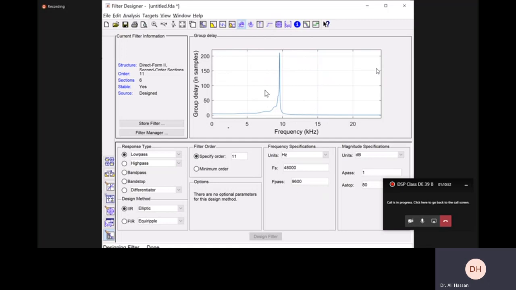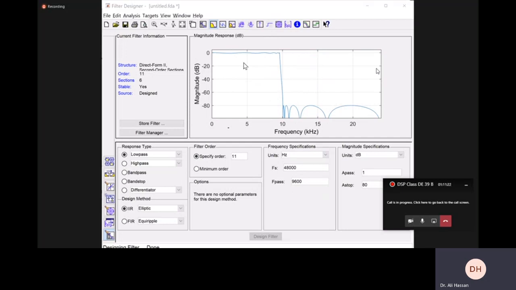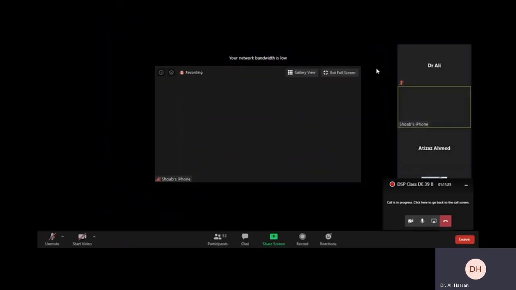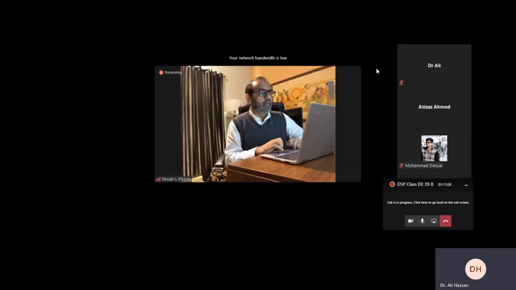But remember that it gives you a computationally efficient realization of the same filter, which has almost the same magnitude of the frequency response. It will kill all the frequencies happening beyond around 9 point something, this is 9.6 kilohertz. So it's going to kill all those frequencies, but it is going to cause phase distortion. So what is phase distortion? Very simple to understand.